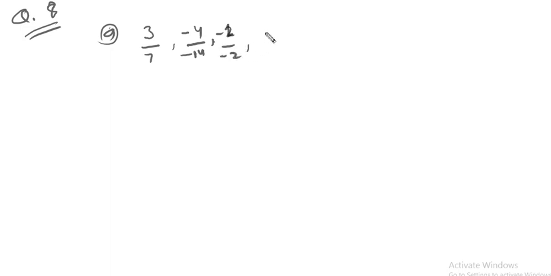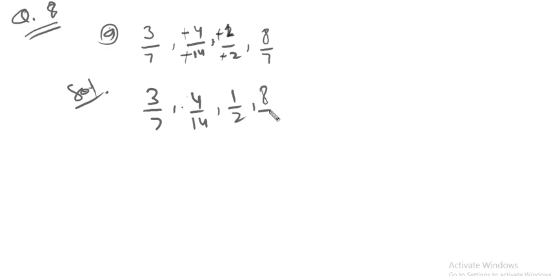Question number 8. Same things you have to do here. Let us see the first question. That is 3 by 7, minus 4 by minus 14, minus 1 by minus 2, and 8 by 7. So here this minus and this minus will become plus. You have to do it in the next step by writing the solution here. This minus will be plus. So 3 by 7 and 4 by 14 and 1 by 2, 8 by 7 is remaining.